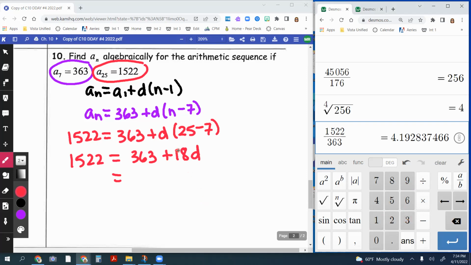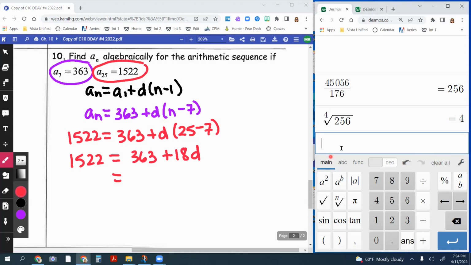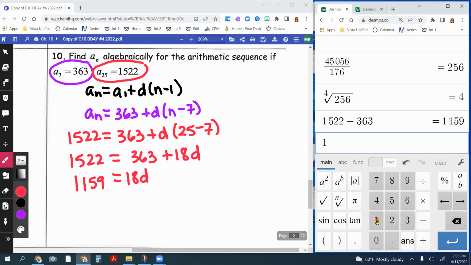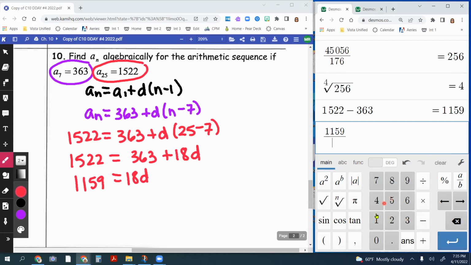Just double checking my math real quick. Oh, well, I wasn't supposed to divide. I was supposed to subtract. So let's start again. It was 1,522 and I was minusing 363. And so I get 1,159 when I subtract is equal to 18d. Now I'm going to divide 1,159 divided by 18.